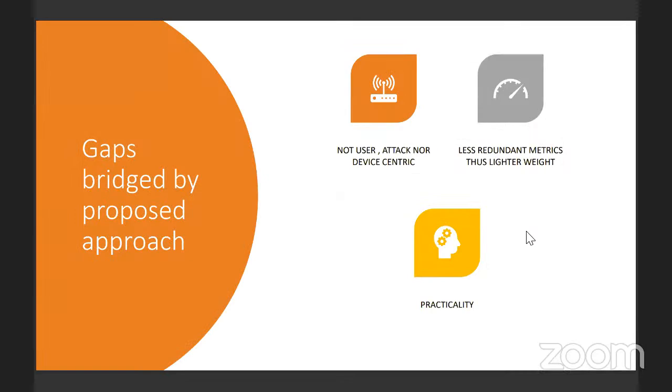So this proposed approach has bridged some gaps. It's not user-centric nor device-centric, because it's broad; you can deploy it regardless of the smart home user or the smart home device. It uses fewer redundant metrics, so it's a lighter-weight version, plus fewer parameters are used to arrive at the decision, so it doesn't take too much processing power and time. And then it's practical in the sense that it doesn't employ single packet inspection.